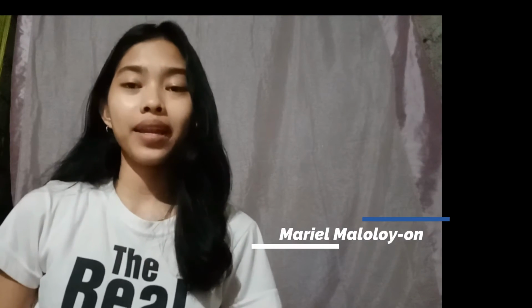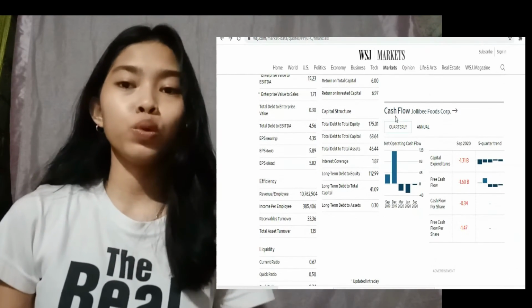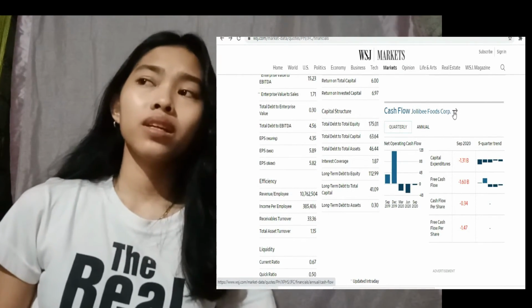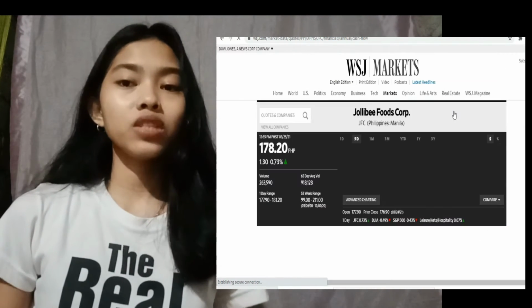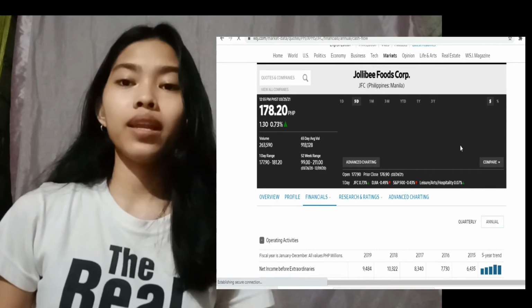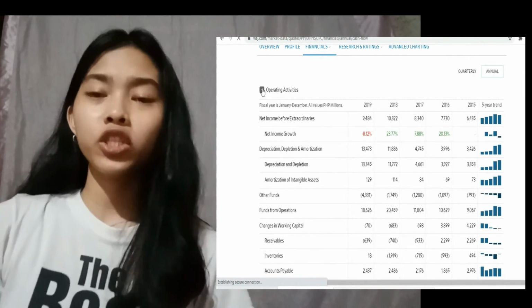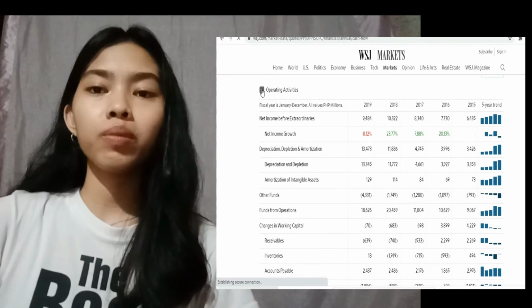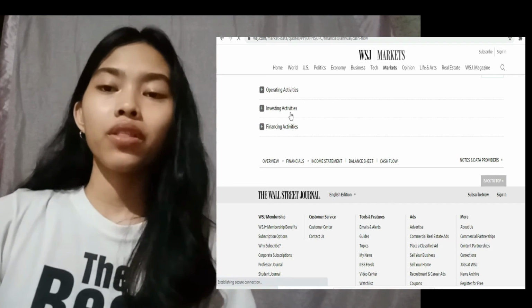What is a cash flow statement? According to Britannica, the cash flow statement is the third financial statement that a company produces. A cash flow statement is different from the income statement, since the cash flow statement is the cash inflow and outflow of a company. Cash flow statement has three major parts. The first is the cash flow from operations, second is the cash flow from investing activities, third is the cash flow from financing activities.